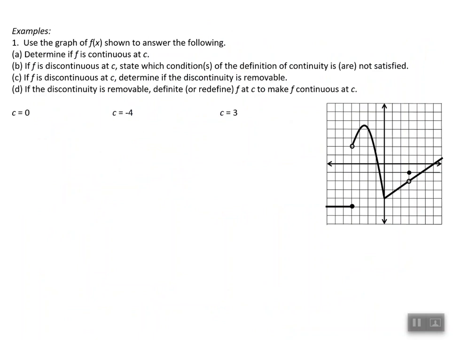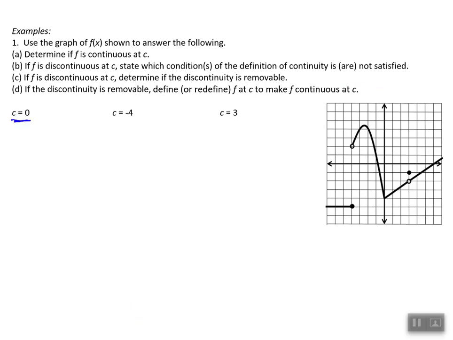Let's take a look at some examples. First, use the graph of f of x shown to answer the following. And here's our graph of f of x. Part A, determine if f is continuous at c. B, if f is discontinuous at c, state which conditions of the definition of continuity is or are not satisfied. C, if f is discontinuous at c, determine if the discontinuity is removable. And finally, D, if the discontinuity is removable, define or redefine f at c to make f continuous at c.